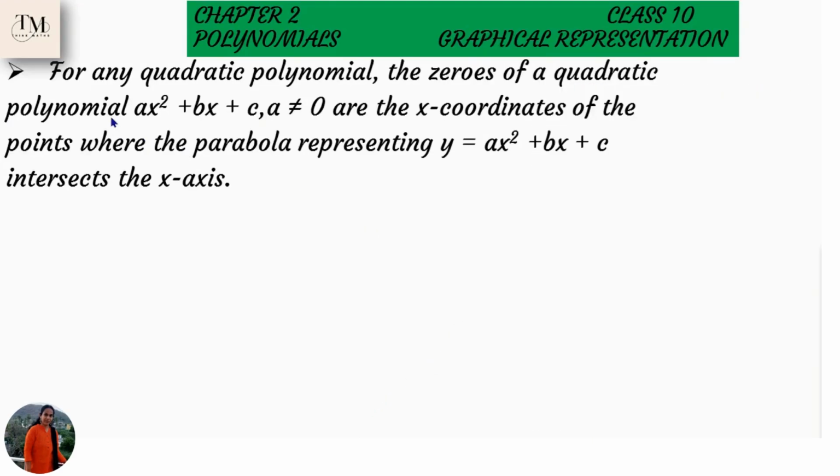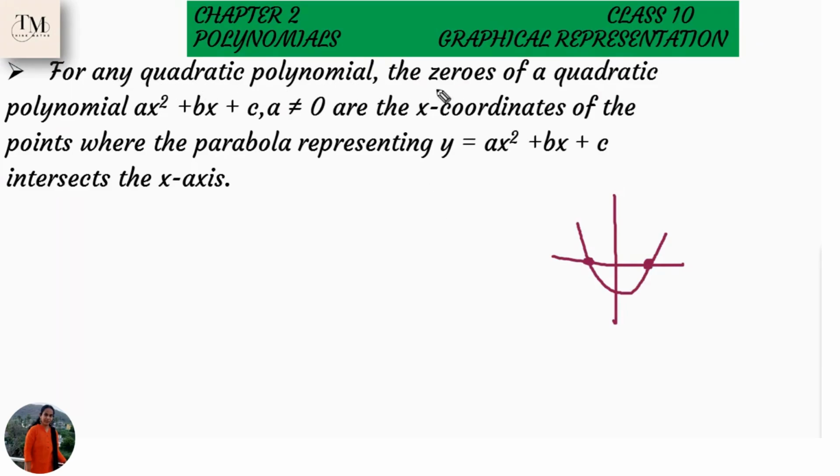Okay. So now we can define that for any quadratic polynomial, the zeros of a quadratic polynomial are the x coordinates of the points where the parabola representing y is equal to ax square plus bx plus c intersects the x-axis. So we got a graph in this way. So here this parabola meets the x-axis at these 2 points. So these 2 points are the zeros of the quadratic polynomial.